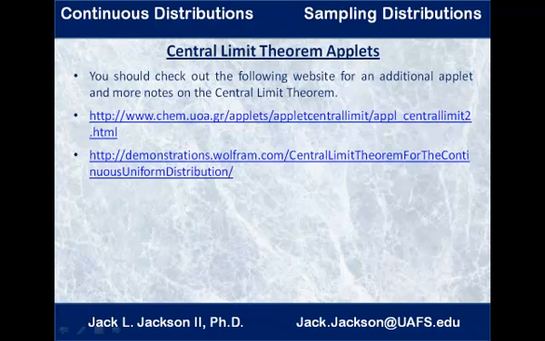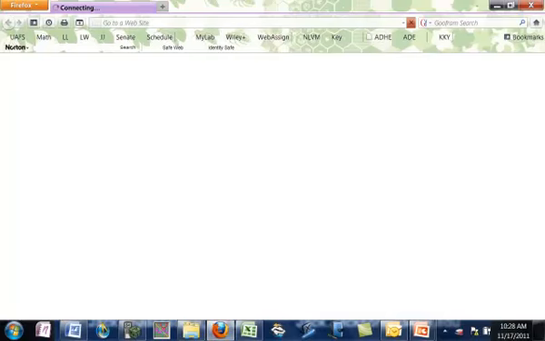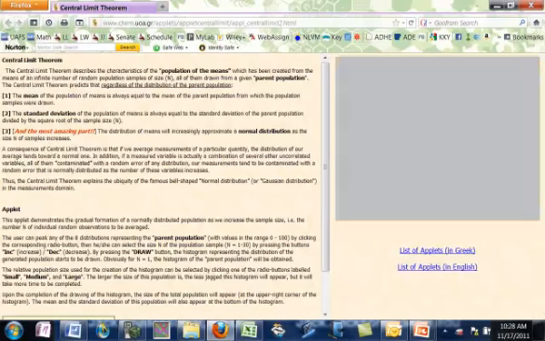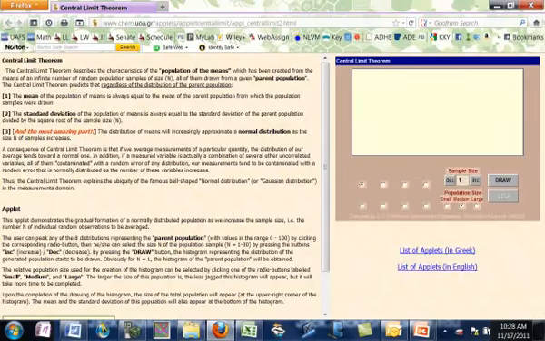Now there are a couple other places here where we can look at some of these different applets, and let's take a look at some of these. Let's see if this will take us to a place here. Yeah, this one will go here. Someone's put this together, and let's take a look at something here.